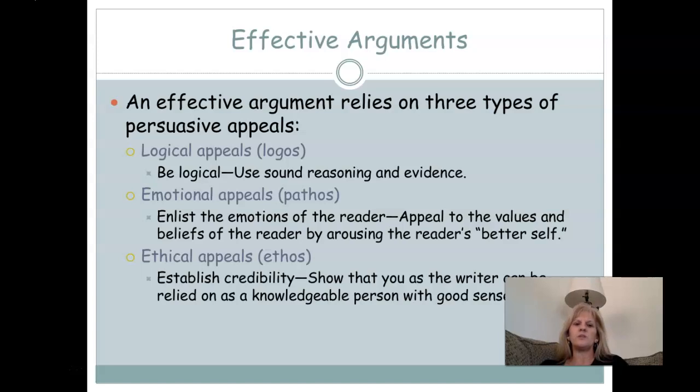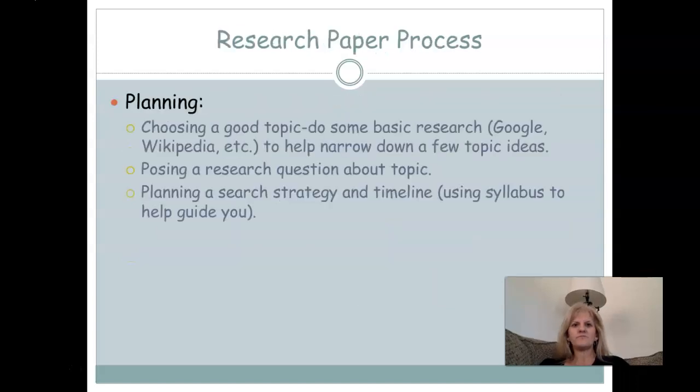Just, you don't want to manipulate with emotions, but it's certainly okay to put emotional appeals in your paper, or pathos. Ethos, remember, you want to have credibility, not only for you as the writer to be credible, but you want to use sources that are credible, that have ethos. So logos, pathos, ethos. Those are the three rhetorical devices or persuasive appeals that you'll need to have in your paper.